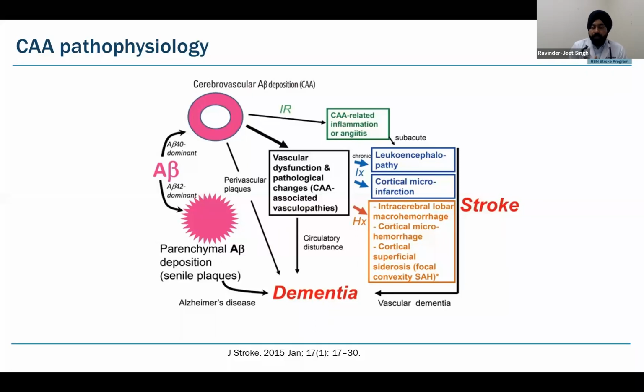And finally, because there's a lot of disruption of the vessel wall, there could be a lot of inflammation, which can occur either in the vessel wall itself, called cerebral amyloid angiopathy related inflammation. So one is the angiitis, and another is perivascular inflammation. Both are along the CARI spectrum, which is CAA related inflammation. And so inflammation, disruption, and ischemia.